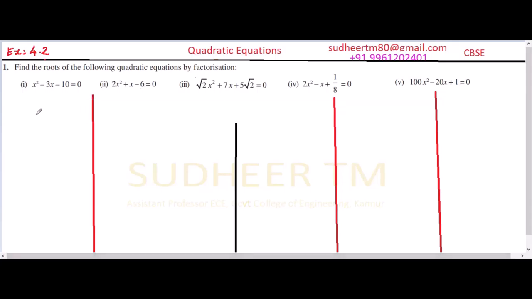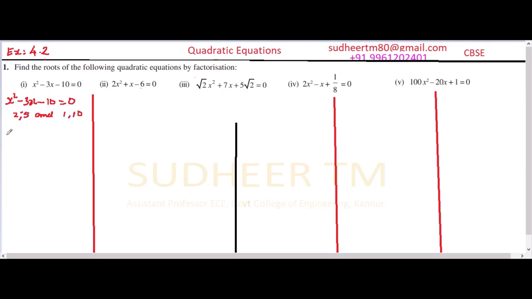Exercise 4.2, first question. Find the roots of the following quadratic equation by factorization. The first one is x square minus 3x minus 10 equal to 0. Coefficient of x square is 1, and the factors of 10 are 2, 5 and 1, 10. From 2 and 5 we can make minus 3 by 2 minus 5.